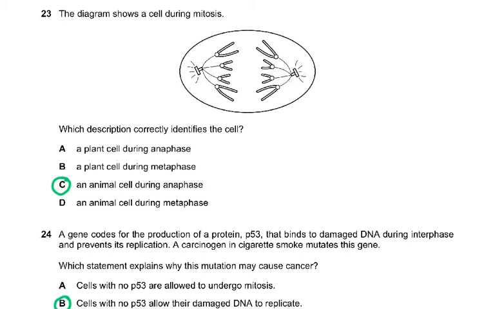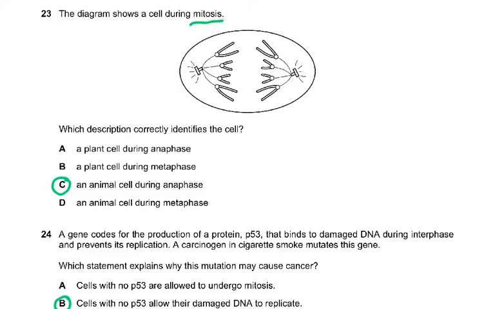So question 23, the diagram shows a cell during mitosis. Definitely this cannot be a bacteria because bacteria does not undergo mitosis, so it cannot be a prokaryote. Nor does a virus undergo mitosis, so that cannot be a possibility as well. So the diagram shows us a cell during mitosis. Now which description correctly identifies the cell? A plant, an animal, an animal.